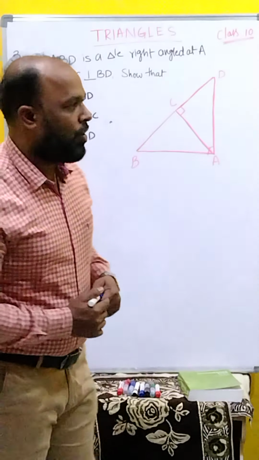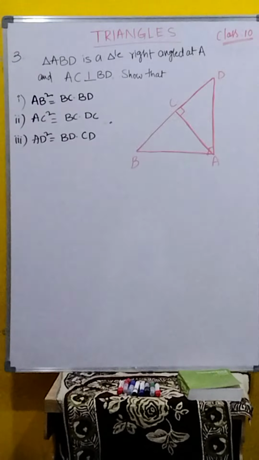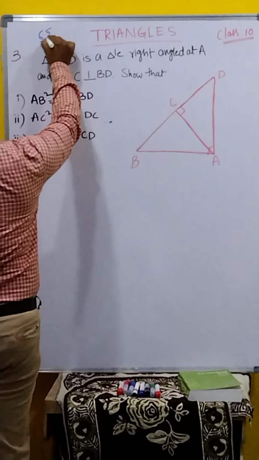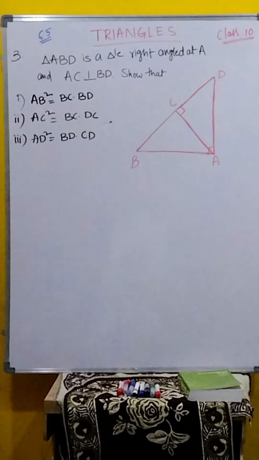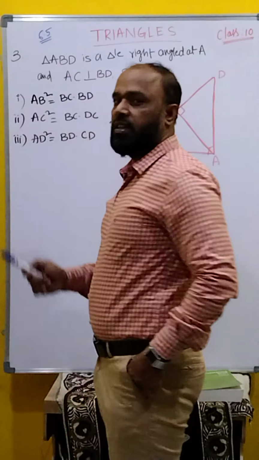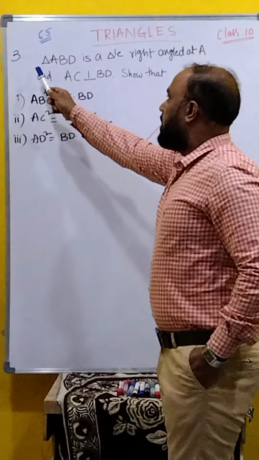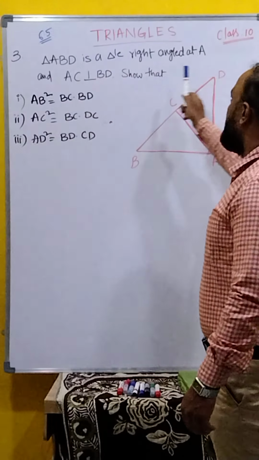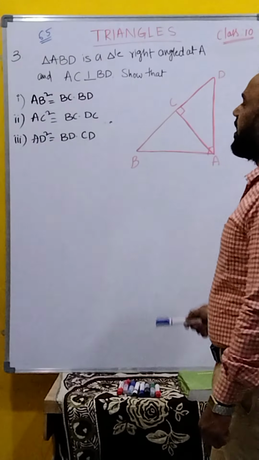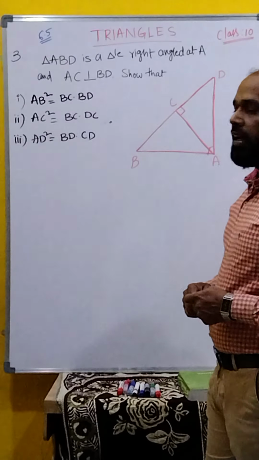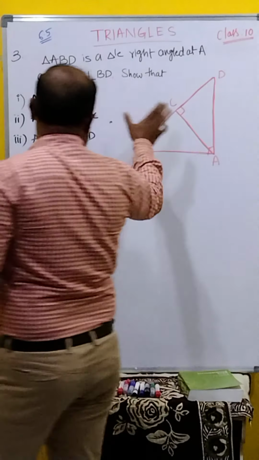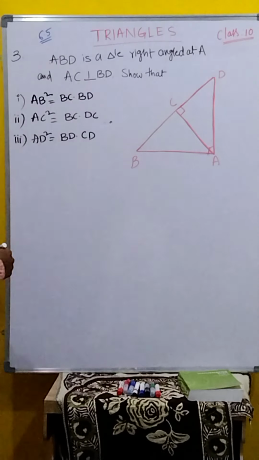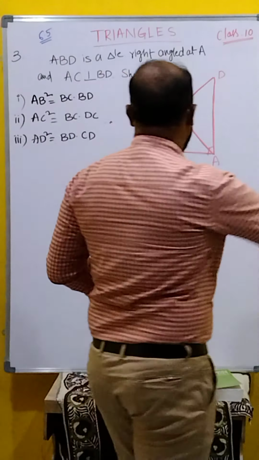Hello students, now we'll go for question number 3 in triangles, that is exercise 6.5. Read the question first, understand the question, then you solve it. Here, triangle ABD is a right triangle, right angle at A. And AC is perpendicular to BD.